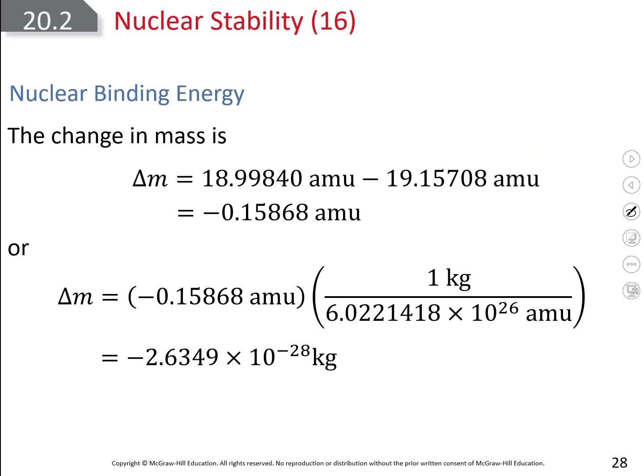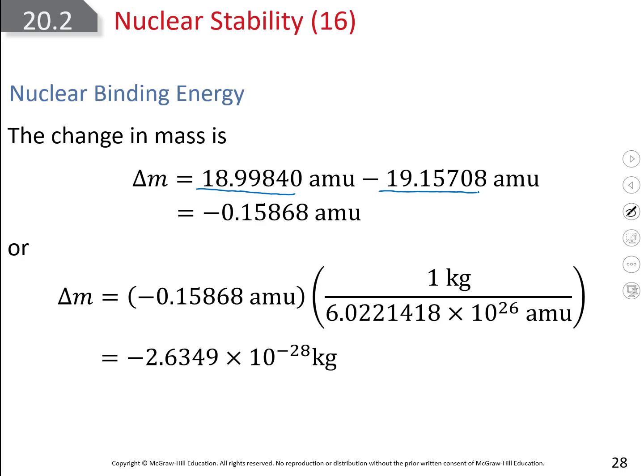All right, so going back to our fluorine-19 example, our delta m we found to be negative 0.15868. We're always going to end up with a negative mass defect because the actual mass is always going to be less than what we calculate the mass to be. So this 18.998 is our measured mass, that would be given. This 19.157 should be what we calculated by adding up the proton and neutron masses. So delta m is in atomic mass units.